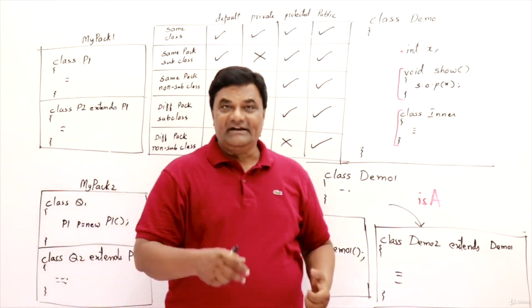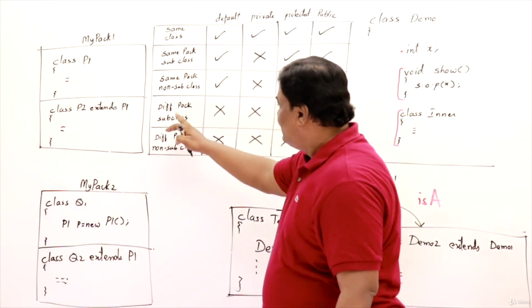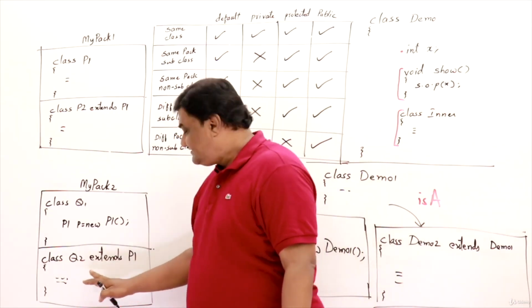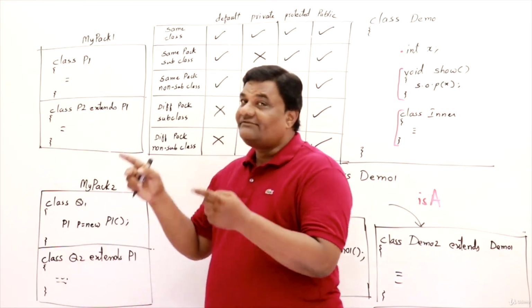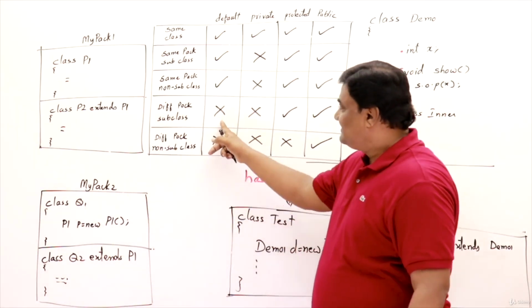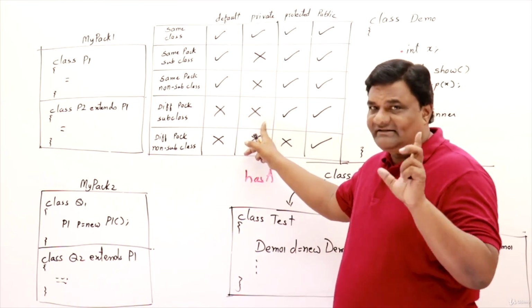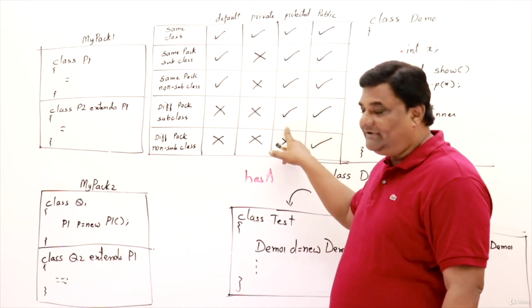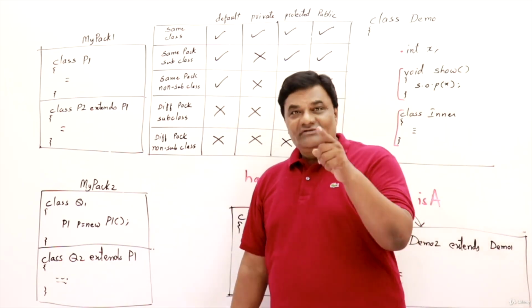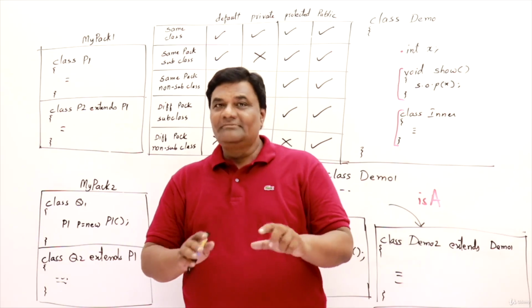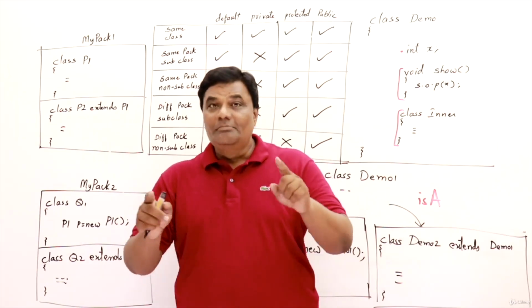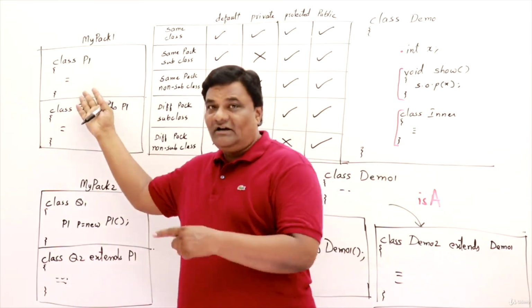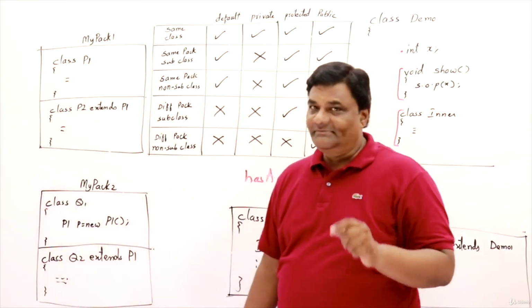Second one, if they are in a different package, then what? First is different package subclass. This one, Q2. It's a different package and it's a subclass of P1. So Q2 can access which members of that class? It cannot access default, it cannot access private. Private are nowhere accessible, but it can access protected and public. Default it cannot access. So that's what I told you earlier, that default members are just like public, but within a package only. So outside the package, they are not accessible.